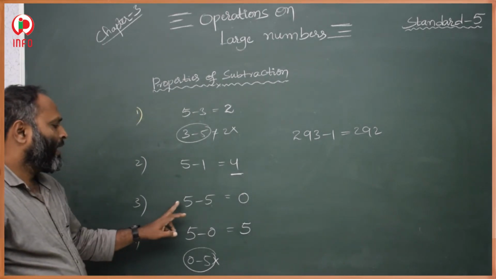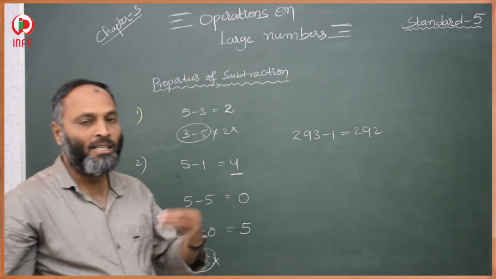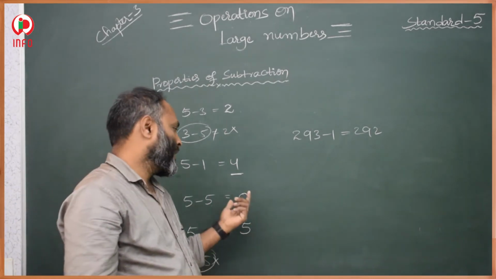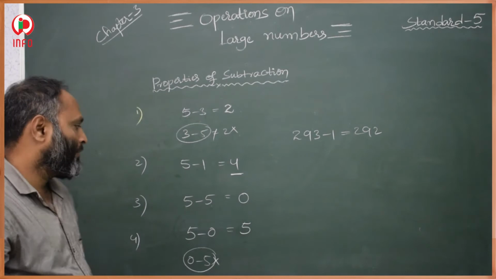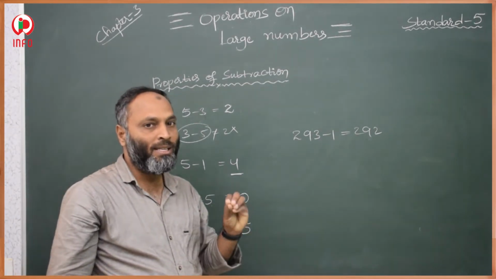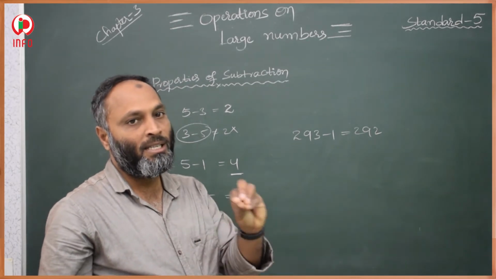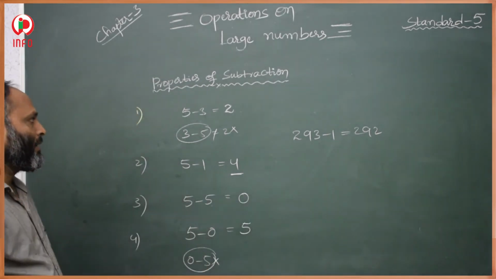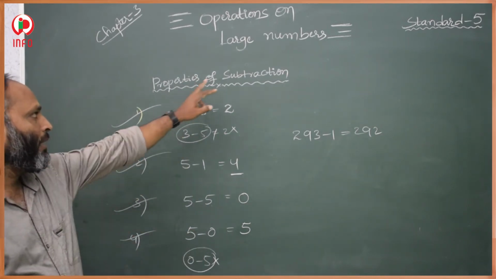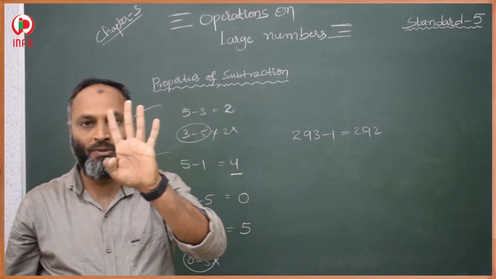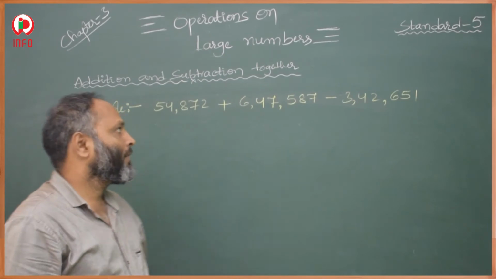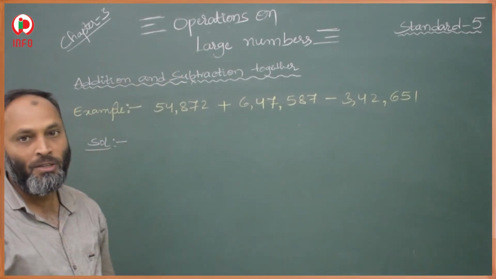Third, if a number is subtracted from itself, then we will get the answer 0. This is the third property. Then the fourth property: if 0 is subtracted from any number, then you will get the same number. These four properties you have to remember in subtraction. In subtraction, these 4 properties are important. Now here the combination of addition and subtraction together is given.